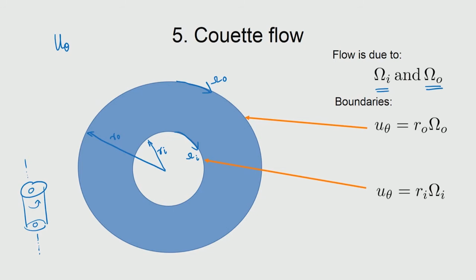So, the boundary conditions are straightforward; the no slip conditions are applicable. For the outer wall, the linear velocity u theta is given by Ro omega O, and for the inner wall it is given by Ri omega I. So these are the boundary conditions at the inner and outer walls.